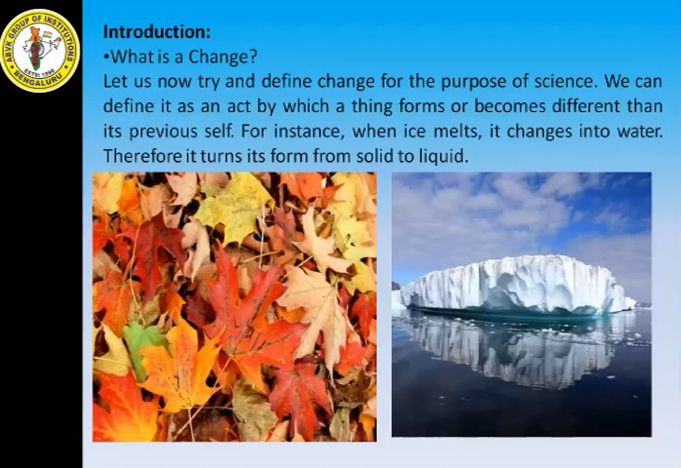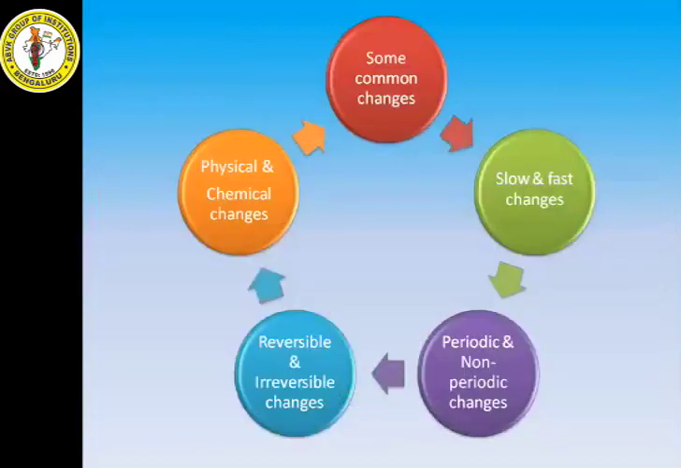Understood? So now let us define change for the purpose of science. We can define it as an act by which a thing forms or becomes different than its previous self. For instance, when ice melts, it changes into water. When an ice cube melts, it will convert into water. Therefore, it turns its form from solid to liquid. So from solid state to liquid state it has been modified, so we can tell that it is a change.